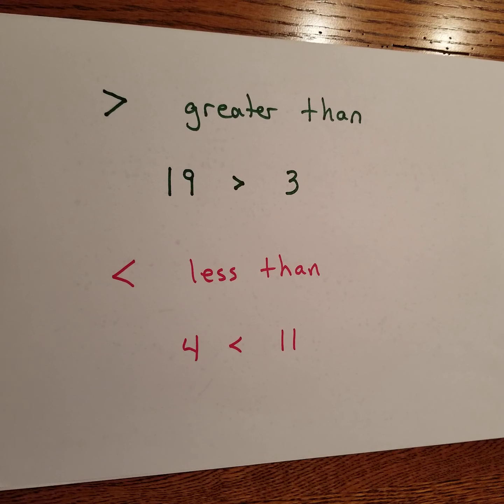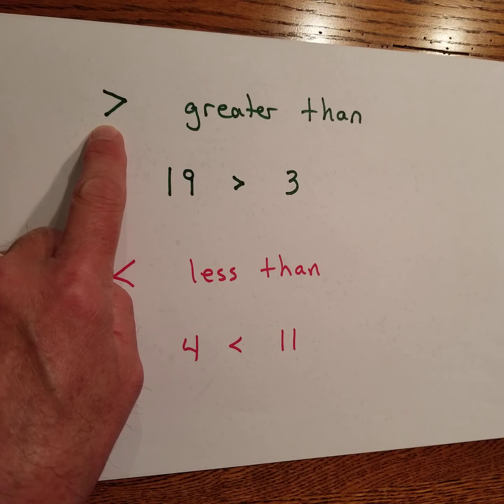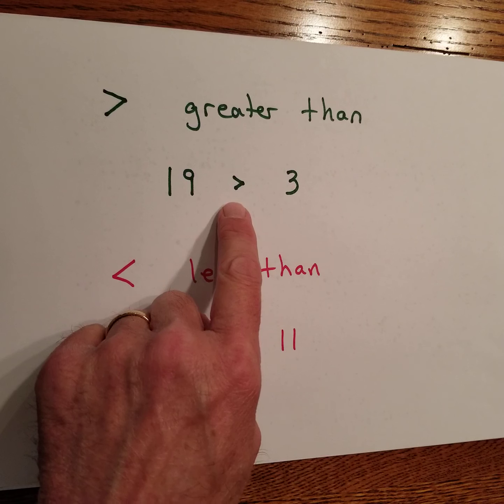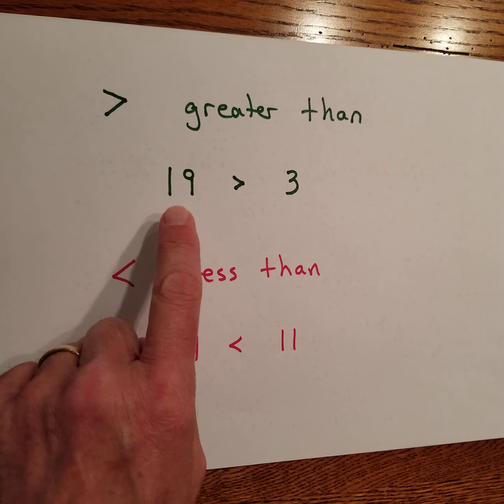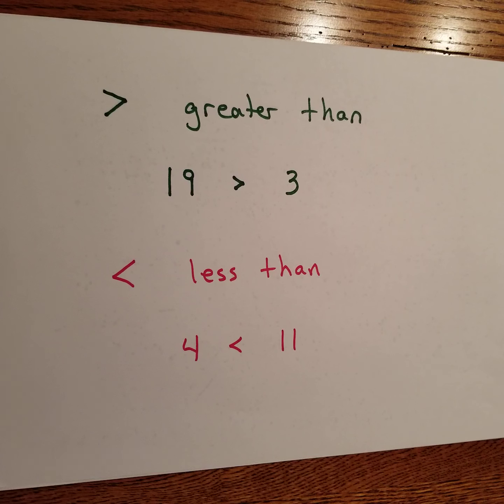In this video, we introduce two new symbols. This is a greater than symbol. It's used to make statements like 19 is greater than 3. Since 19 is larger than 3 is, that's the symbol we use.